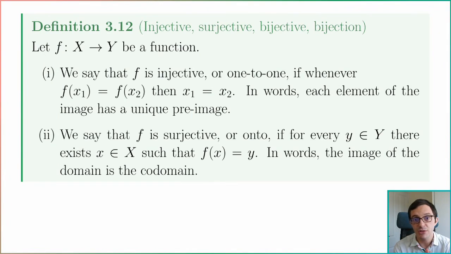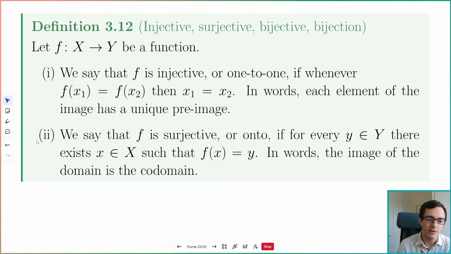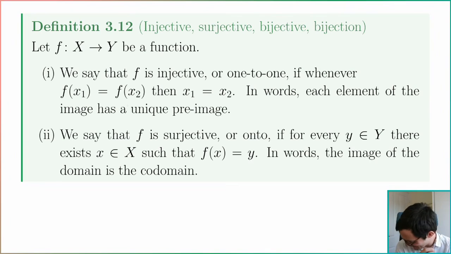We say that f is injective, or maybe one-to-one, if whenever f of x1 is equal to f of x2, then you always get x1 equal to x2. If the values agree, then the inputs agree. In words, and this is a little bit tricky to parse, each element of the image has a unique pre-image. To make sense of that, you'll need to remember that the image is the subset of the codomain given by applying the function to everything in the domain.